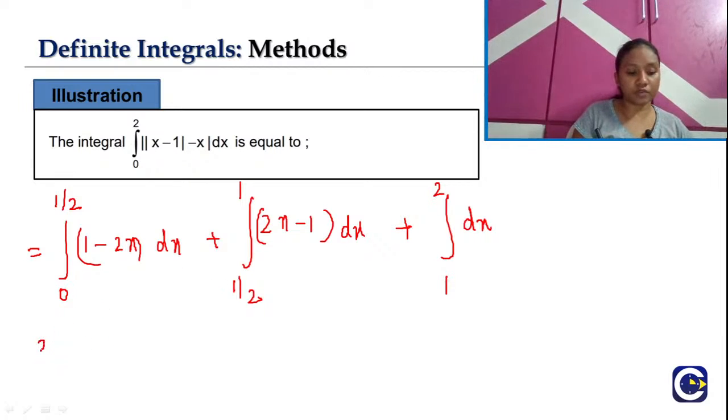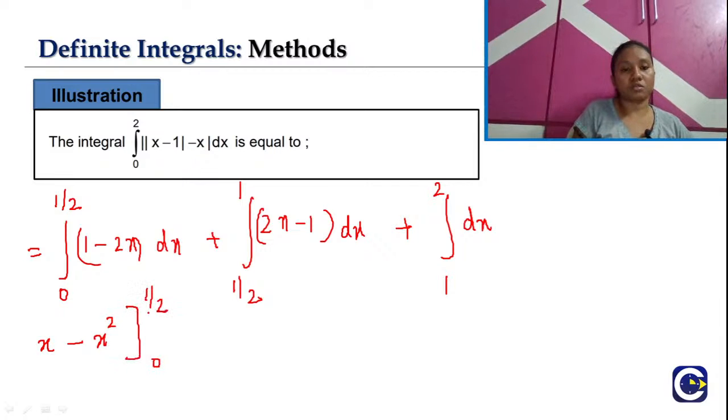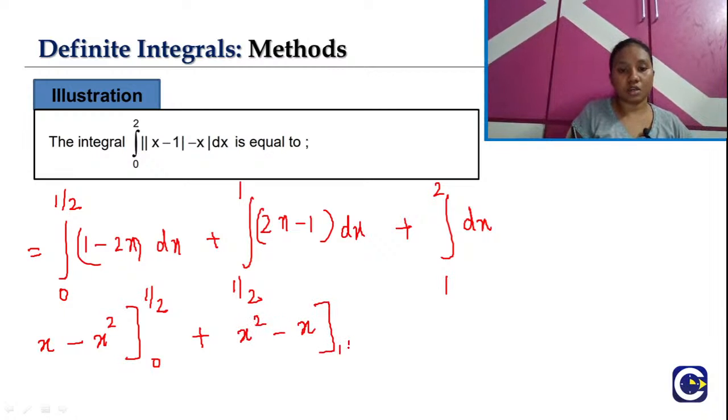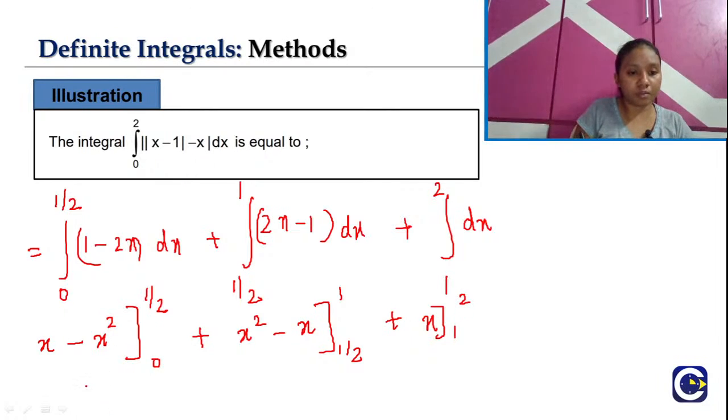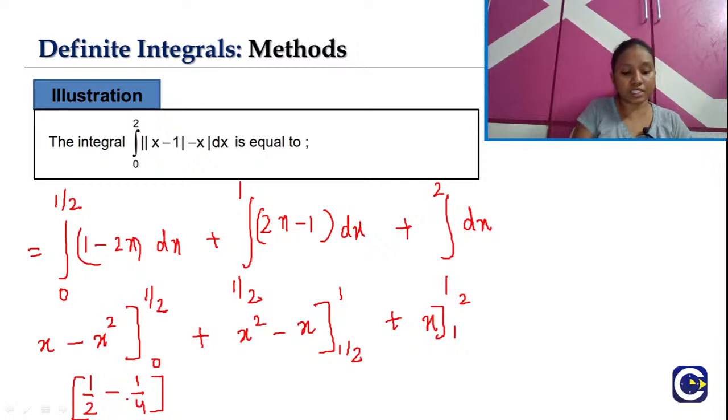So for the first one, it will be x, and here x square by 2, and that 2 will get cancelled. We will be remaining with x square, 0 to 1 by 2, plus here the same thing, x square minus x, and the limits are 1 by 2 to 1, and here it will be x and the limits are 1 to 2. So let's substitute the values. It will be from 1 by 2, so 1 by 2 minus 1 by 4 here. No need to substitute 0 because it will become 0 anyway.